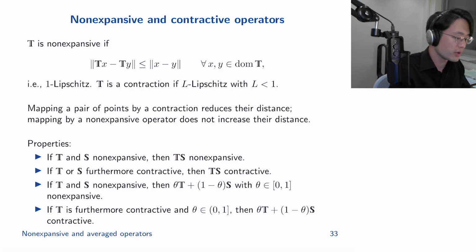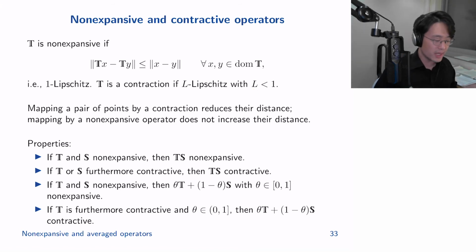We say an operator T is non-expansive if this non-expansive inequality holds for all inputs x and y. To put it differently, non-expansiveness is by definition equivalent to 1-Lipschitz continuity, with Lipschitz coefficient L equal to 1, for the operator. And we say an operator T is a contraction if it is L-Lipschitz with the Lipschitz parameter being strictly less than 1.